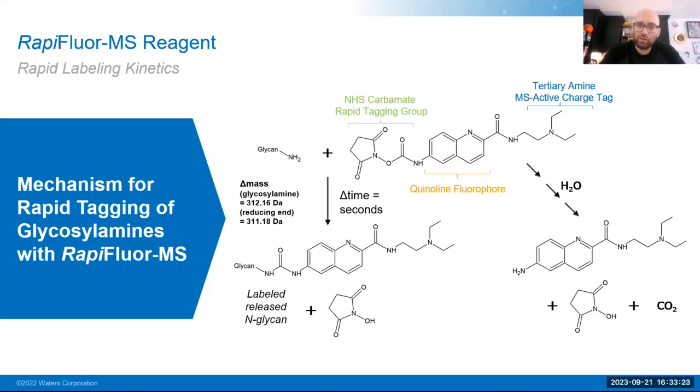So there aren't any extra steps that need to be taken to minimize over-tagging or excessive reagent that is present. So again, fast tagging that is very specific to the primary amine on the glycan, and then quenching of the excess reagent, so we're not over-tagging and causing problems with our separations and detection.